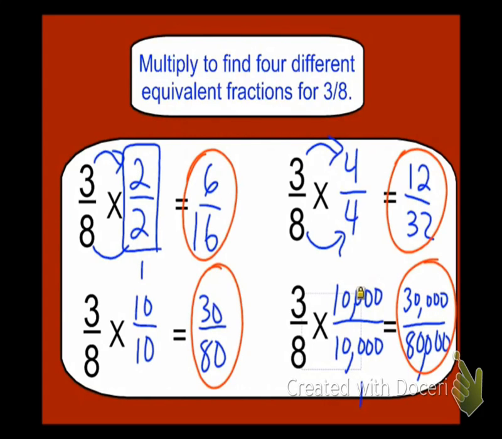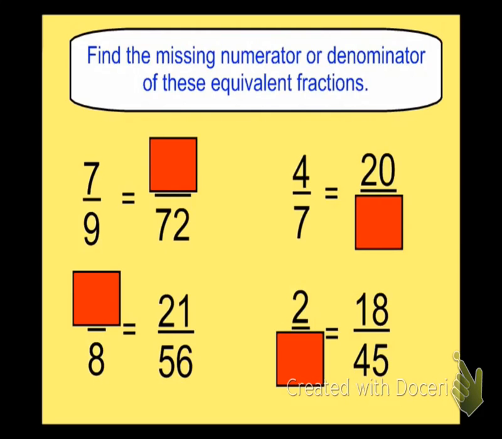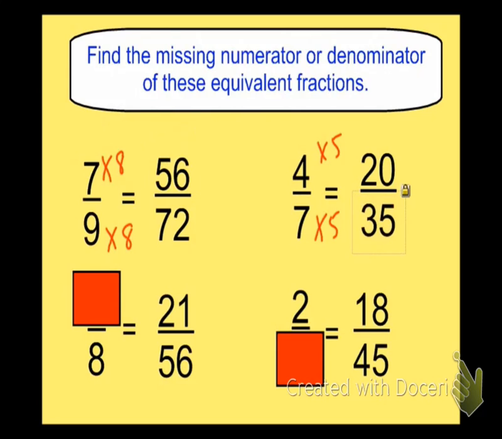Real easy. Now let's take a look at these equivalent fractions and see if we can find the missing numerators and denominators. So if you look at the first one, 9 times 8 would give you 72. Well, if you multiply 7 times 8, that would give you 56. The missing numerator would be 56. 4 times 5 is 20, and 7 times 5 would be 35. That's your missing denominator.